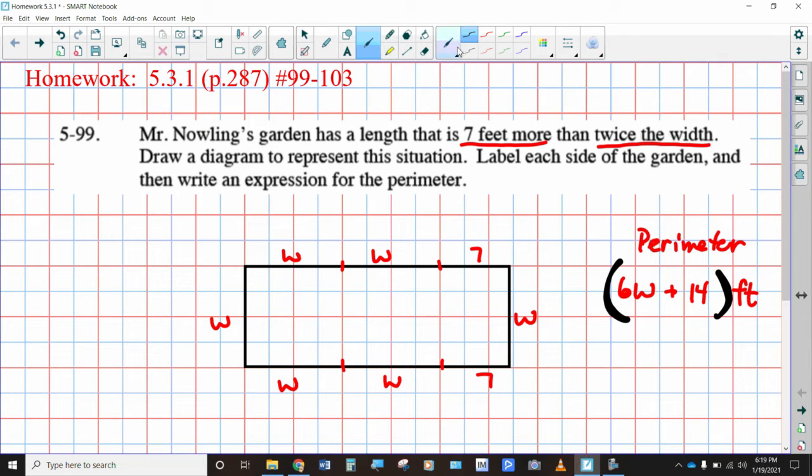So, you could go through and say, well, what if the width was 4 feet? This would be 8 and 7 makes 15. This would be 15, and this would be 4. So the total would have to be 38, right? So let's take 6 times 4 would be 24, and 24 plus 14 is going to be 38. So just like what we were working with when we were working with tile figures, the same approach can work in problem solving as well.